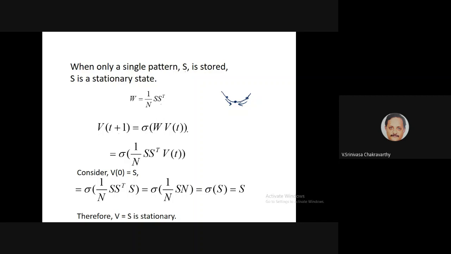So V at t plus 1 is sigma of W V. And if you insert W equal to S S transpose, with 1 over n also there. Since sigma is the signum function, a positive factor like 1 over n doesn't matter. I can just ignore it because the result doesn't change. Then it is S S transpose times V, and V I initialize at S. So if I plug it in here, I get sigma of 1 over n S S transpose S. Now S transpose S is n, because S is a binary vector. So I get S n and I can cancel n. So I get sigma of S, and sigma of S is S, because sigma is a signum function. Therefore, if I start at V equal to S, I remain there. So we show that V equal to S is stationary.